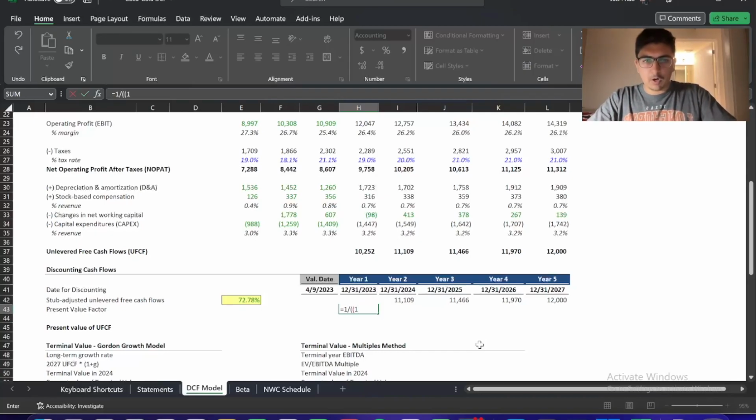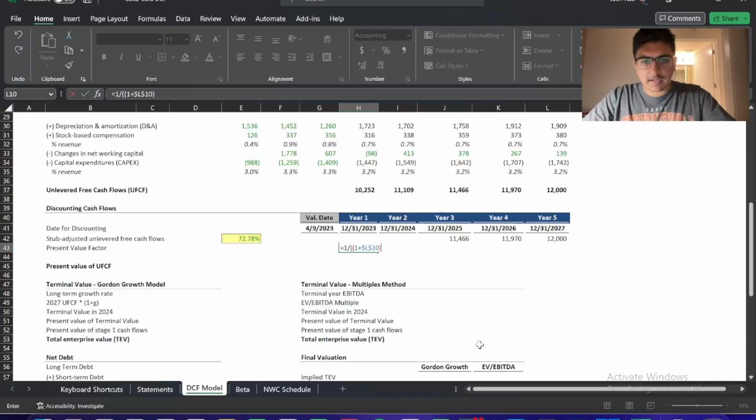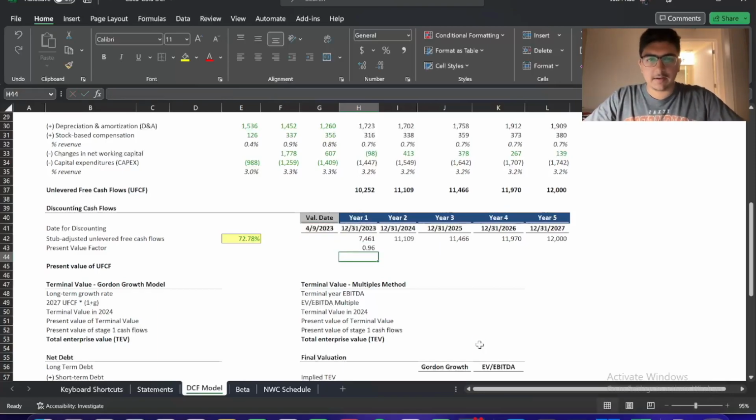So the way that we can do that is it's a very simple formula. 1 divided by 1 plus, grab your WACC. I'm going to grab the WACC here, function F4 to lock that. Now we can raise it to the power of the year frac function. Grab today's date as the valuation date and then lock that. And then the end date is going to be year 1. And then close that and then close that. 0.96. See, it's a little bit higher because our date range is a little bit smaller. And now we can Control R that through.